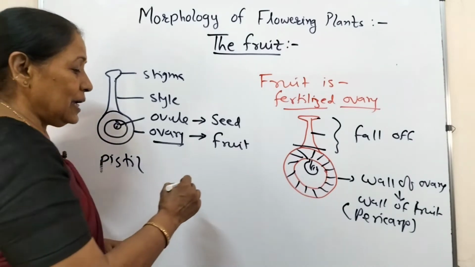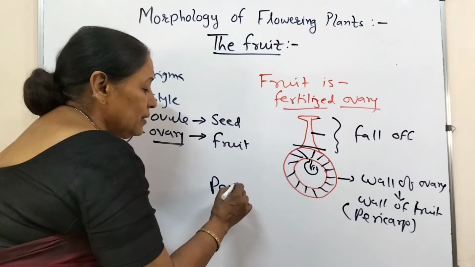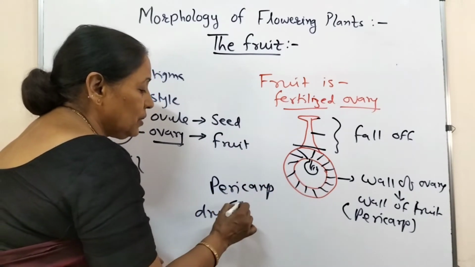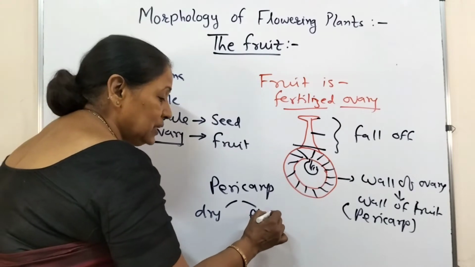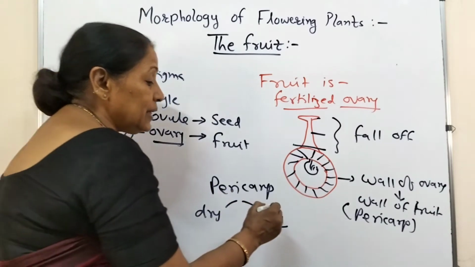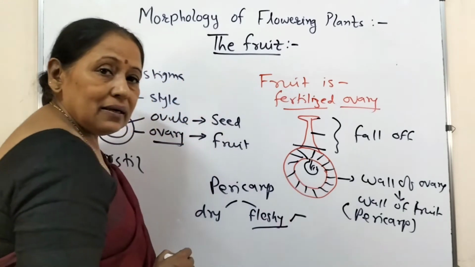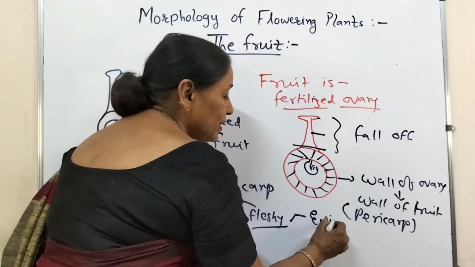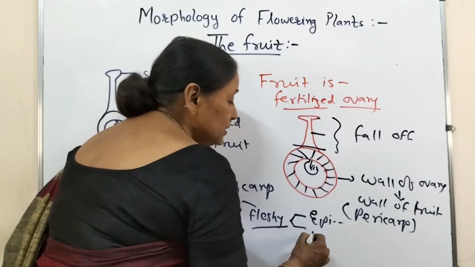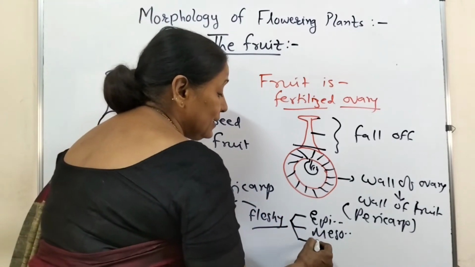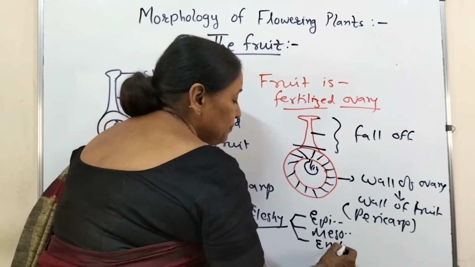Now this pericarp may be dry, or it may be fleshy and juicy. When it is fleshy, then it is differentiated into three parts. The outermost is called epicarp. The middle one is called mesocarp. And the inner one is the endocarp.